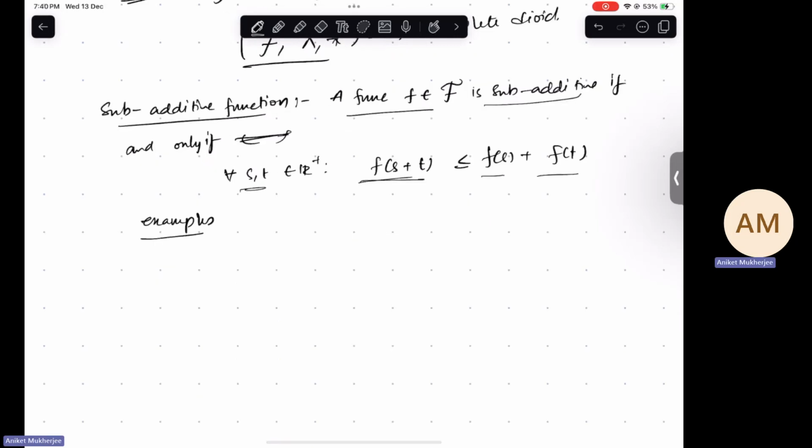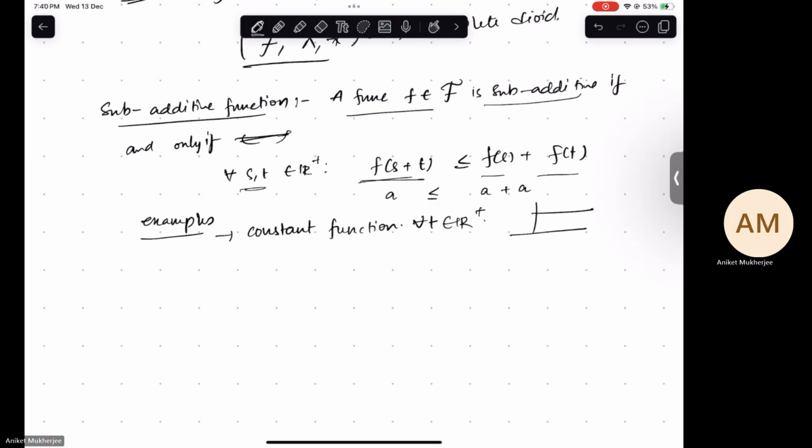Some examples of those functions: any constant function is a subadditive function. Since it is constant for all t belonging to R plus, f of s plus t would be a, and a is less than or equal to a plus a. Now this relation is the natural order relation, right?